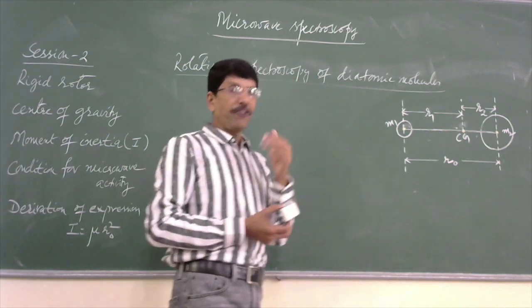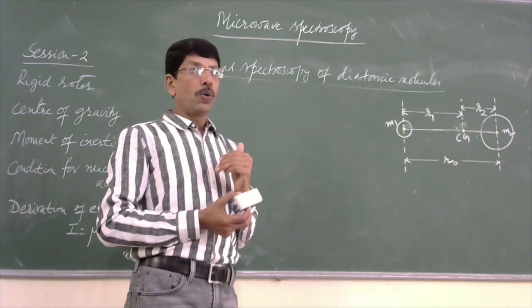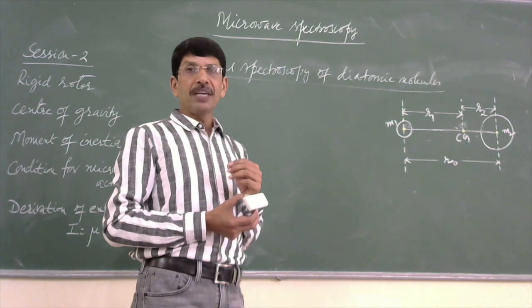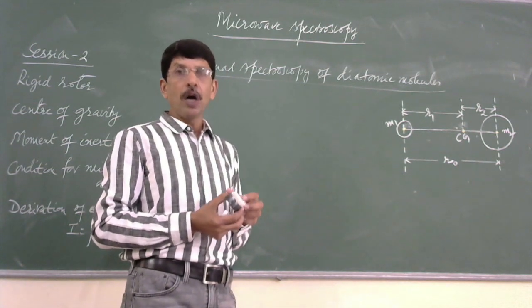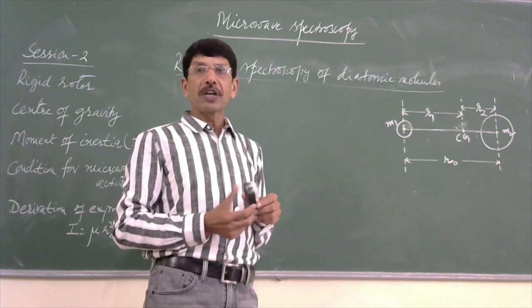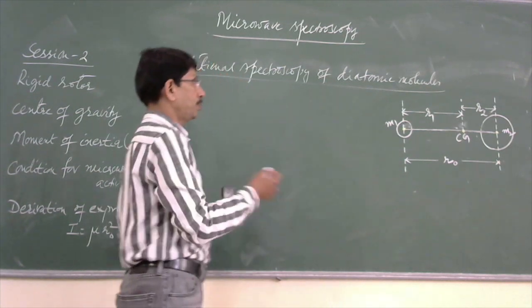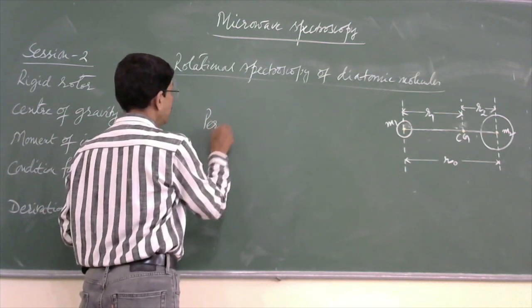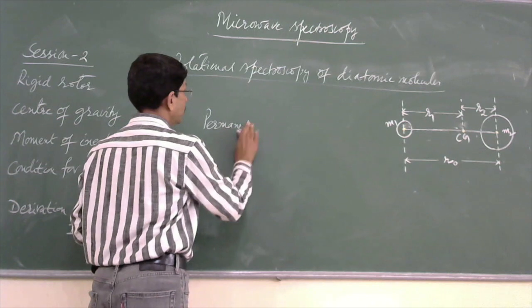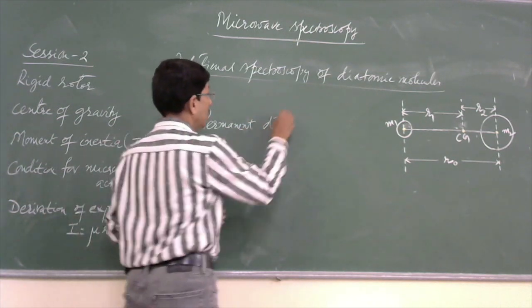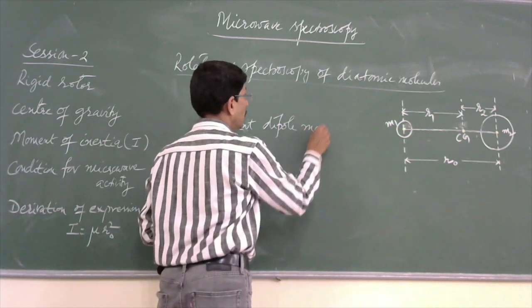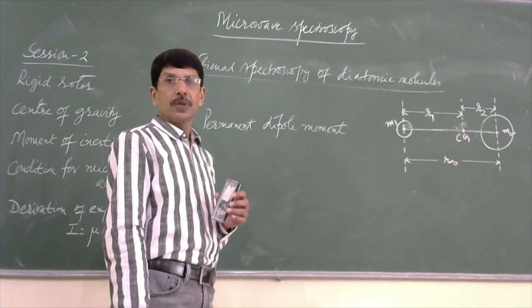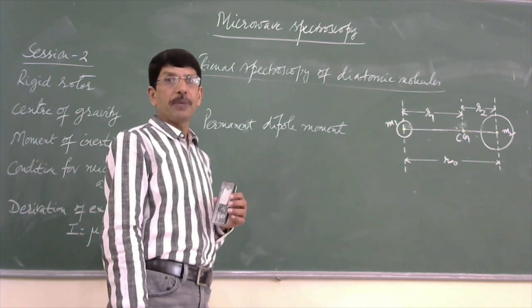Once we are familiar with these terms, our point is to know which type of molecules can be studied by microwave spectroscopy, or what the condition for microwave activity of a molecule is. Any molecule to be studied by microwave spectroscopy should possess a permanent dipole moment. Only such molecules possessing a permanent dipole moment can be studied by microwave spectroscopy.